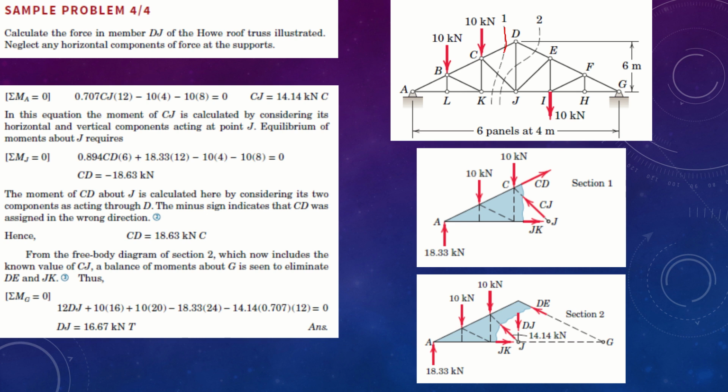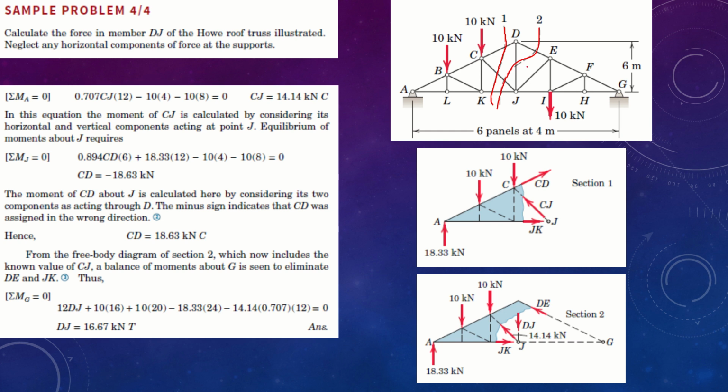He has managed to use the first section by cutting it right here, and the second section by cutting it right here. If you look at this, in the first section he's cutting KJ, CJ and CD, 3 members. In the next section he's cutting KJ, CJ, DJ and DE, 4 members.